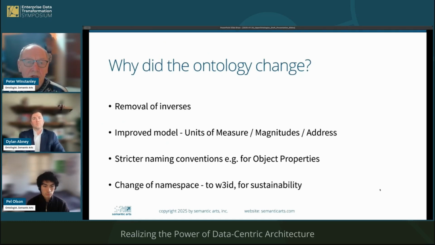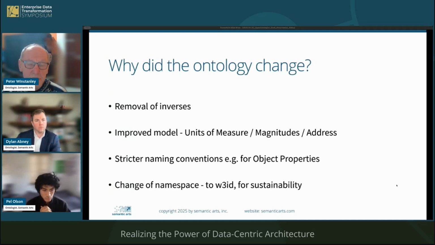And so when we look at GIST, what sort of things happened? Well, we began to get an economy of properties by removing the inverses. We found ways over the years of improving our modeling of units of measure and magnitudes and addresses. We applied more rigorous conventions when it came to naming object properties. And we also moved away from the corporate-based namespace to a W3 ID in order to get longer-term sustainability of the ontology.